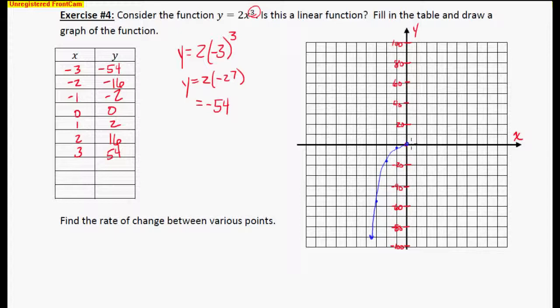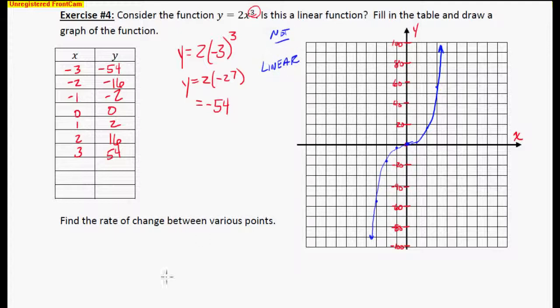Okay? And if I do the other side, it does the same thing. 1 comma 2 is there. 16 is here, and 54 would be way up here. So it goes like this. Hold on, it goes like that. All right, so that is definitely not linear.